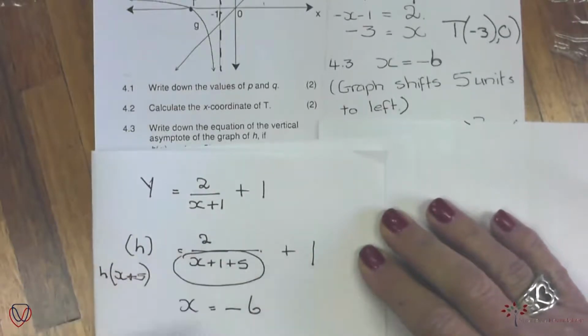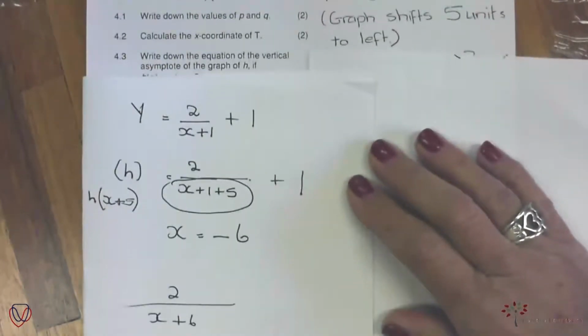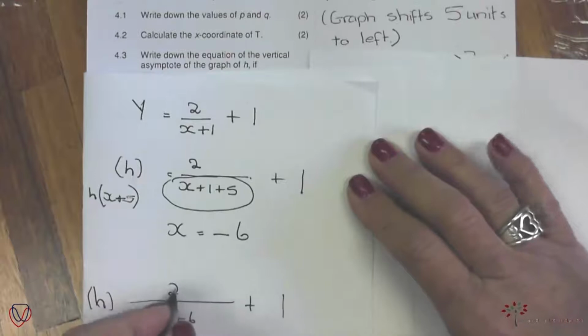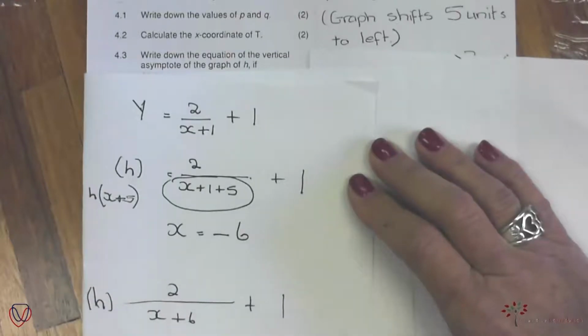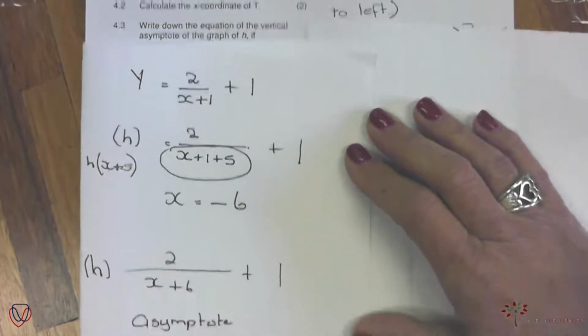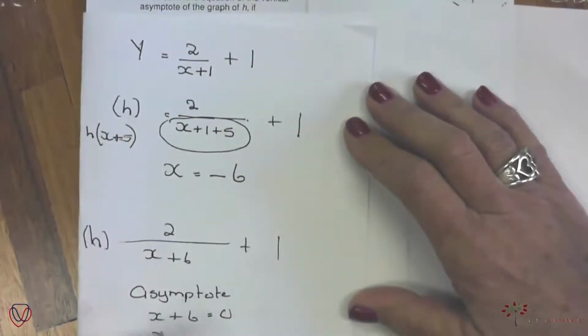And then if I have x plus 6 there, plus 1, my h graph will be this equation, and the asymptote for the x plus 6 is 0, x is equal to negative 6.